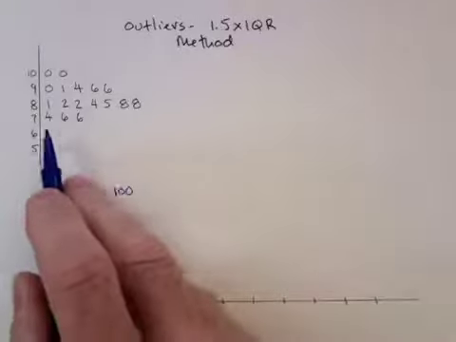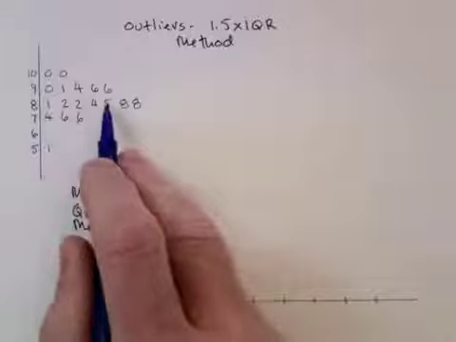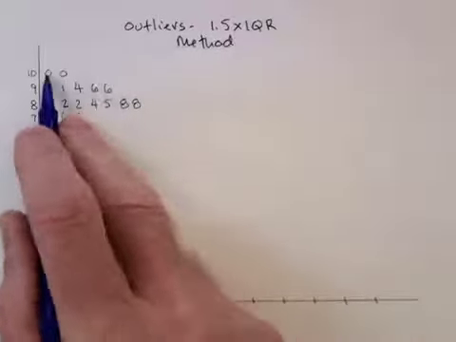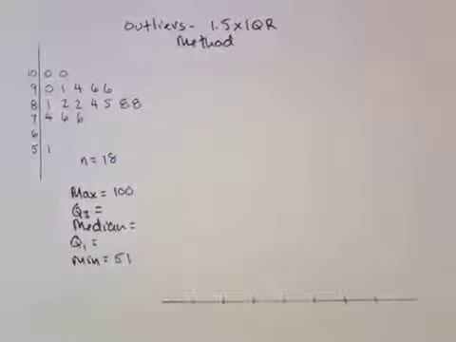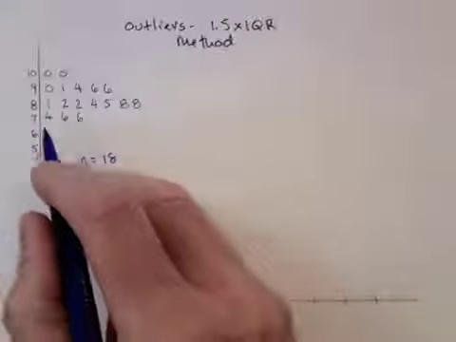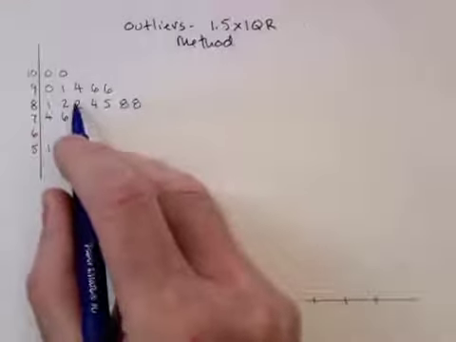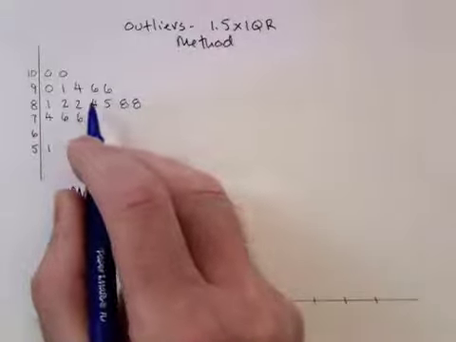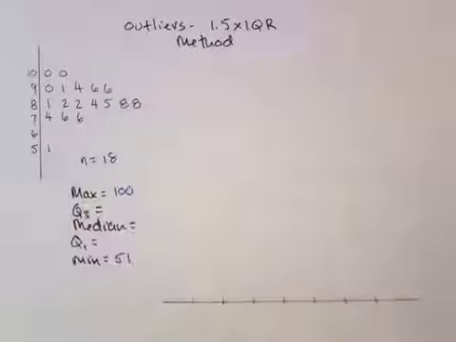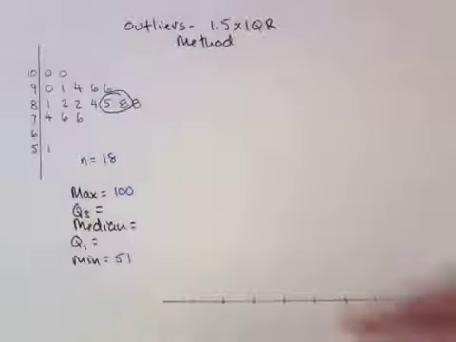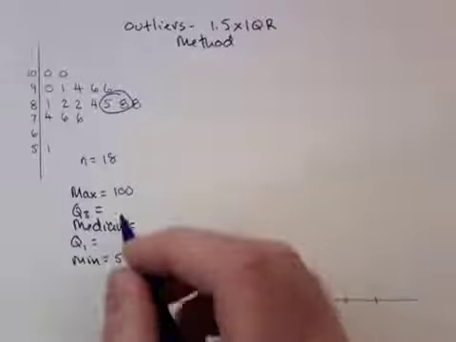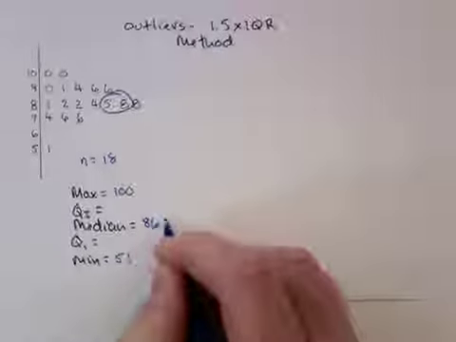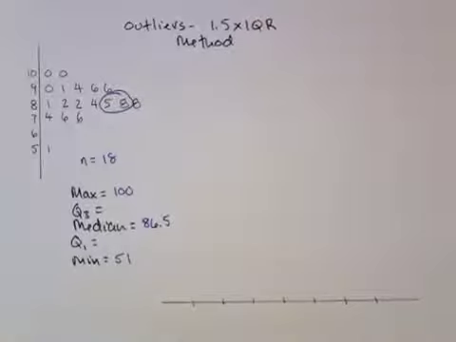So let's see how many there are. 1, 2, 3, 4, 5, 6, 7, 8, 9, 10, 11, 12, 13, 14, 15, 16, 17, 18. So there are 18 values in my set. That would mean that the median would lie between the 9th and the 10th. So 1, 2, 3, 4, 5, 6, 7, 8, 9, 10. So the median lies between 85 and 88, and that would put it at 86.5 if I split the difference between those two values.